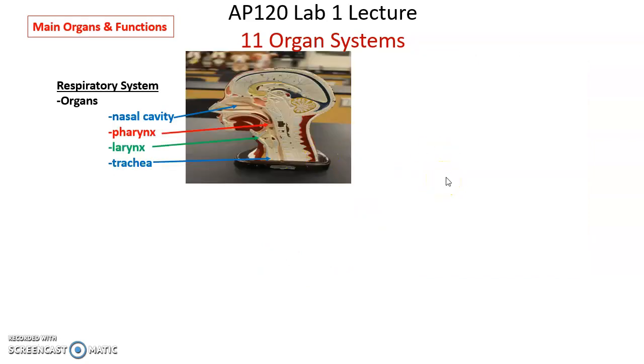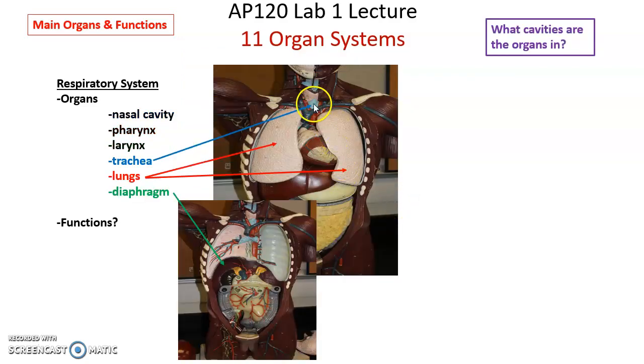Respiratory system. The respiratory system includes the nasal cavity, the pharynx or throat, the larynx, where our voice box is found, and the trachea. Here's the larynx. Here's the trachea. It splits into the bronchi that then go to the lungs. And then the lungs are also attached to this sheet-like muscle called the diaphragm that helps to allow us to breathe.